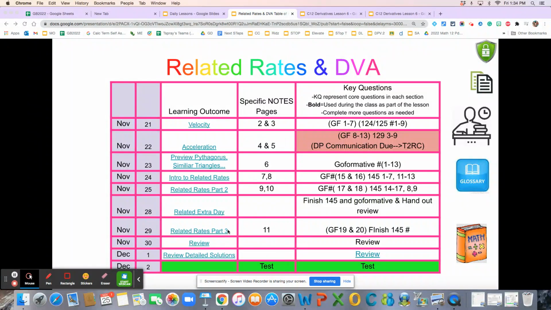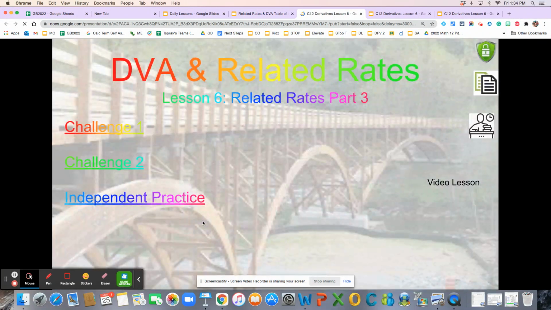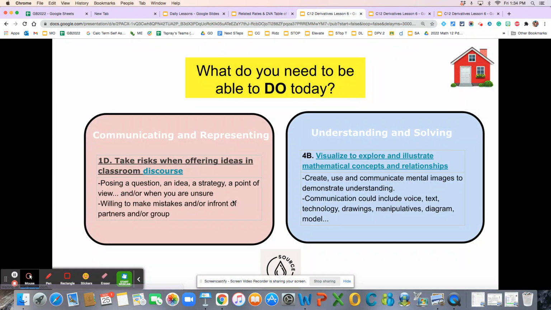Okay, friends, we're going to look at the last section in related rates. This is related rates part 3, and hopefully this video helps you have a deeper understanding of what we are looking at. I chose this image here. I think it's a really interesting image of this beautiful trestle bridge over this canyon below. And so today's question involves a trestle bridge and a canyon.